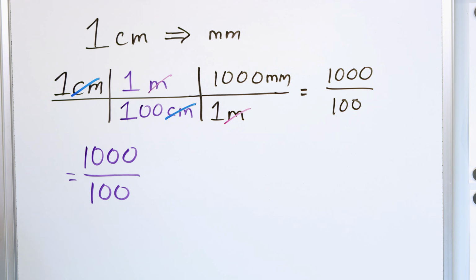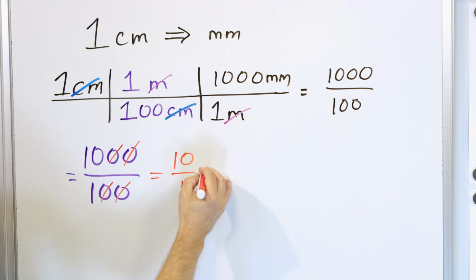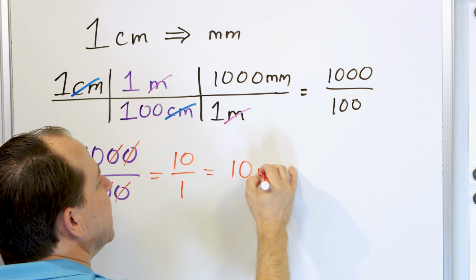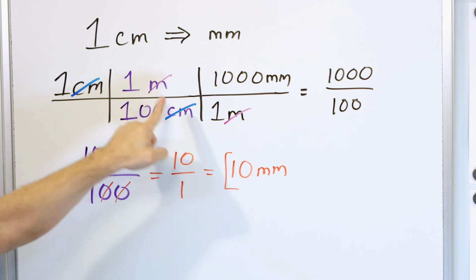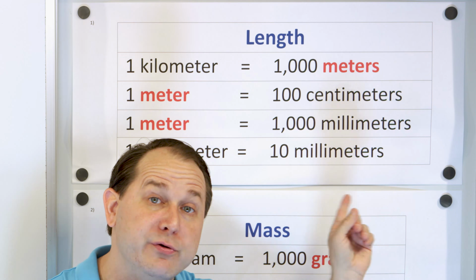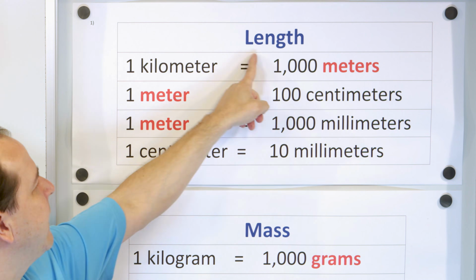Remember, I told you the same thing. If you have trailing zeros like this, this 0 can cancel with this one. This 0 can cancel with this one. The answer that I get on the top is a 10, and on the bottom is a 1, and 10 divided by 1 is 10, and the unit is millimeters. And what we're saying is that 1 centimeter is 10 millimeters. So we've proven that what is in this chart is correct, but not by using this line, by using everything else.